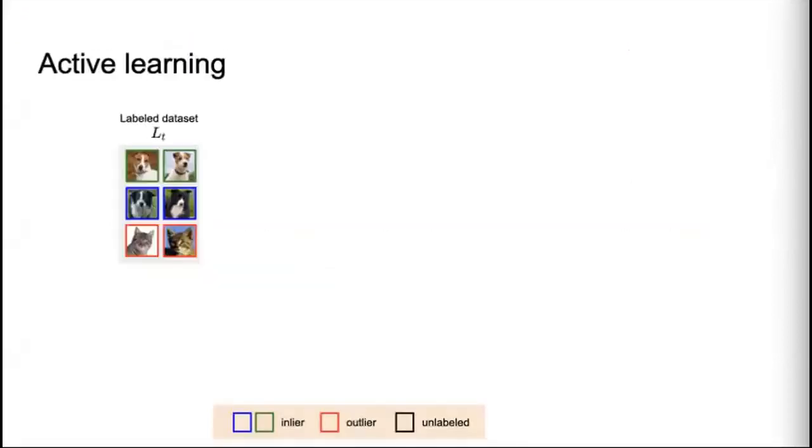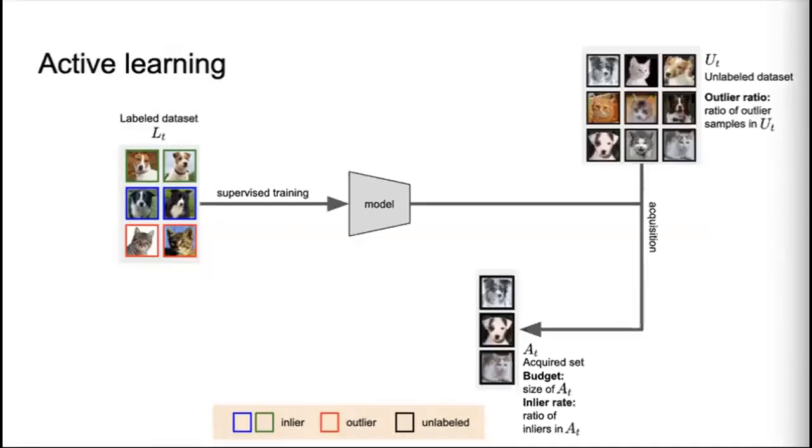Let's start with defining the task of active learning. Given some labeled data set, we can train a model using supervised learning. Active learning aims to acquire a subset of an unlabeled dataset that will be most beneficial for improving the model's performance if annotated and added to the existing training set.